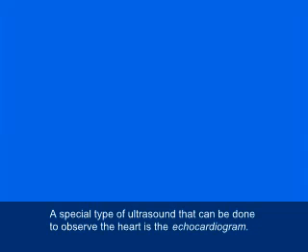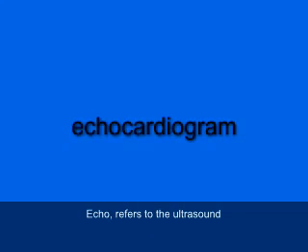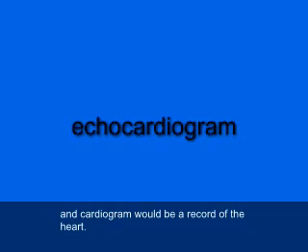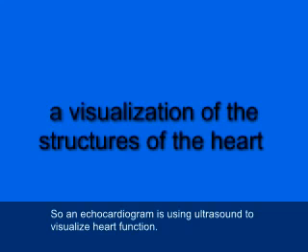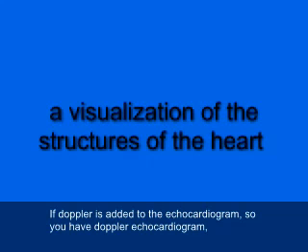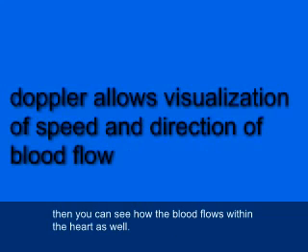A special type of ultrasound that can be done to observe the heart is the echocardiogram. ECHOCARDIOGRAM. Echo refers to the ultrasound, and cardiogram would be a record of the heart. So an echocardiogram is using ultrasound to visualize heart function. If Doppler is added to the echocardiogram, so you have Doppler echocardiogram, then you can see how the blood flows within the heart as well.